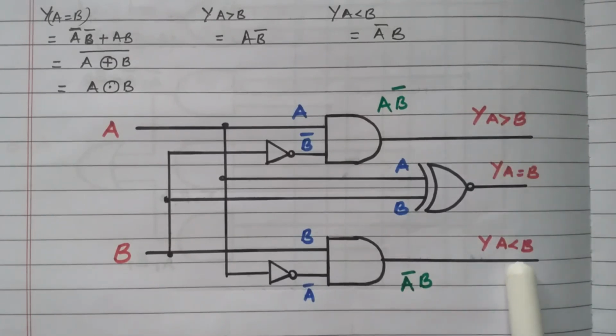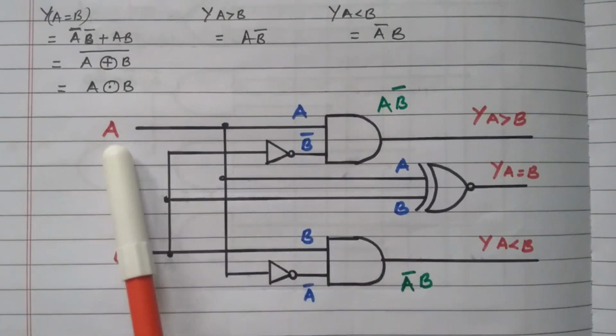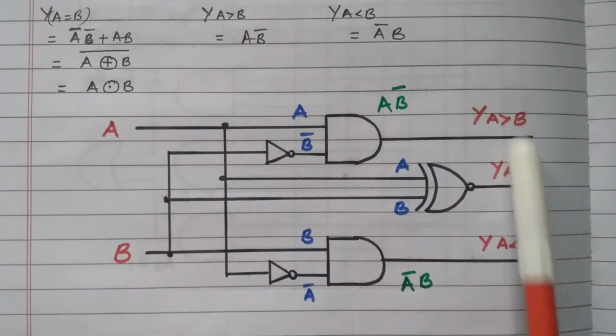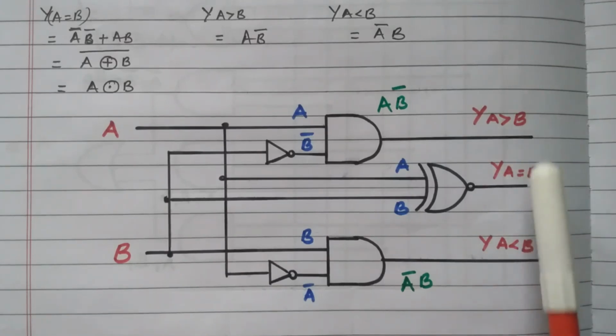Now we have three outputs: A greater than B, A equal to B, and A less than B. Depending upon the values of A and B, all terms are connected together. So based on the values of A and B, any one output will be high, either A greater than B, or A equal to B, or A less than B.